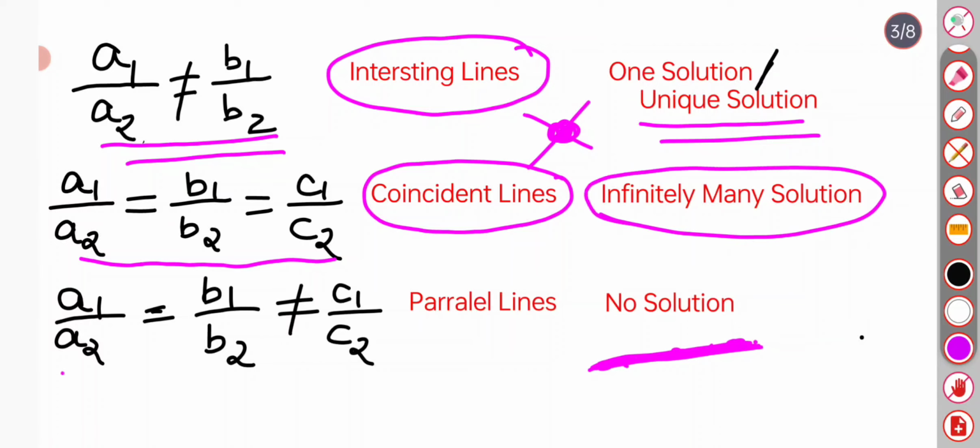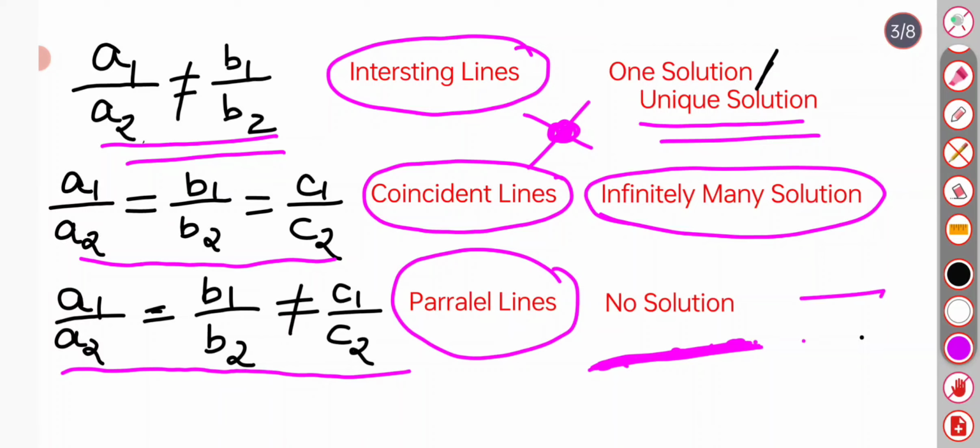Now, similarly, if you get a1 by a2 equal to b1 by b2, but not equal to c1 by c2, in that case our graph will be parallel lines. Now, whenever two lines are parallel, our solution will be what? No solution. There will be no solution. In parallel lines, there is no solution. So, by checking the ratio also, we can say whether the given equation is in intersecting lines, coincident lines, or parallel lines.